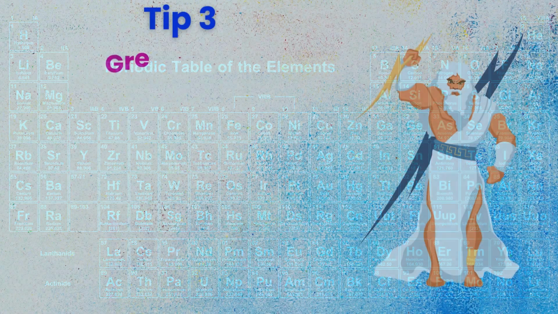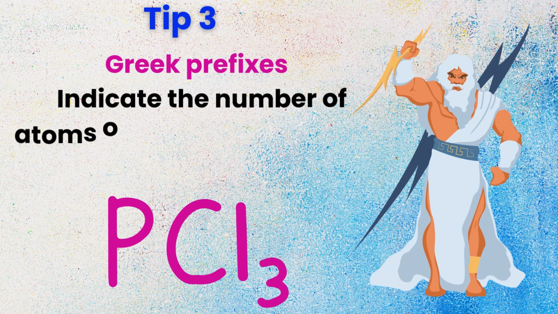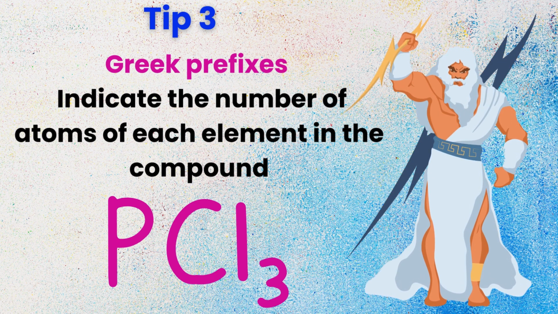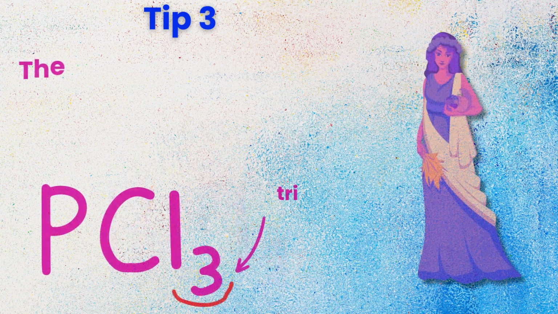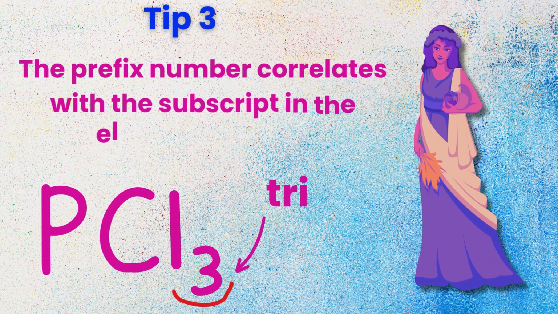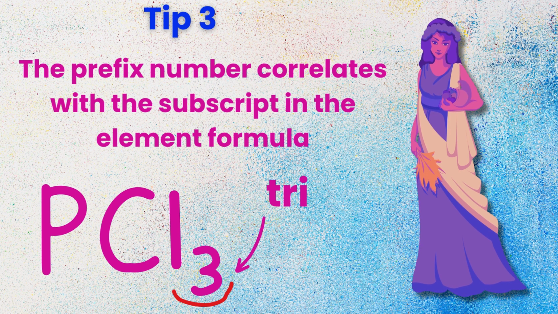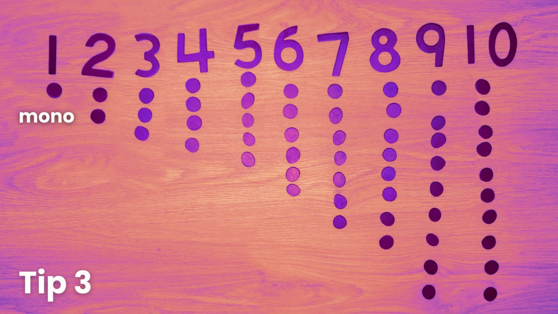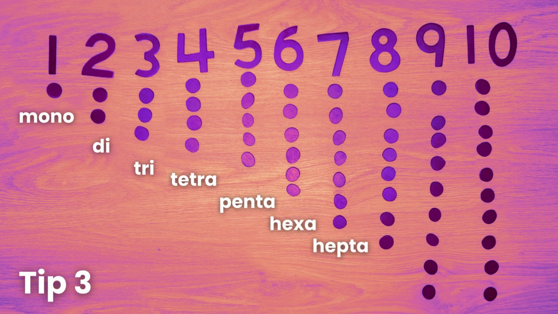Tip 3. Greek prefixes are used to indicate the number of atoms of each element in the compound. The prefix number correlates with the subscript in the element formula. The Greek prefixes are: 1 is mono, 2 is di, 3 is tri, 4 is tetra, 5 is penta, 6 is hexa, 7 is hepta, 8 is octa, 9 is nona, 10 is deca.